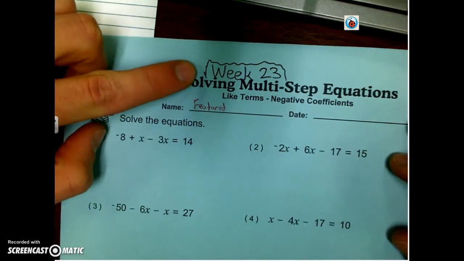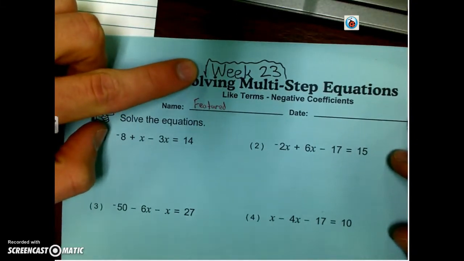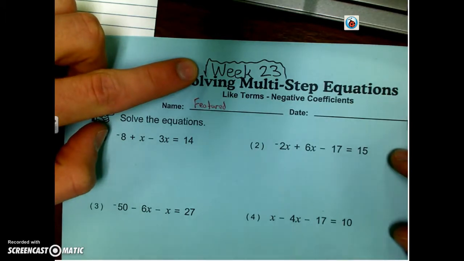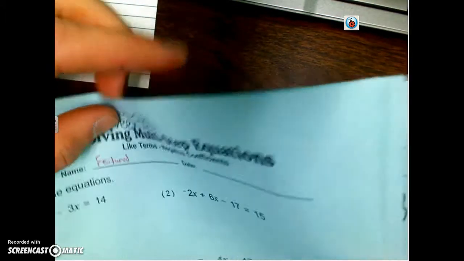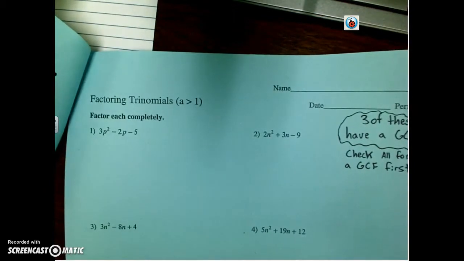Hello, this is going to be our honors week 23 homework. So we're going to take ourselves through some of these equation solving pages to get ourselves reviewed back up on our equation solving, and then we'll get into the last page, which is just doing some factoring here for us.